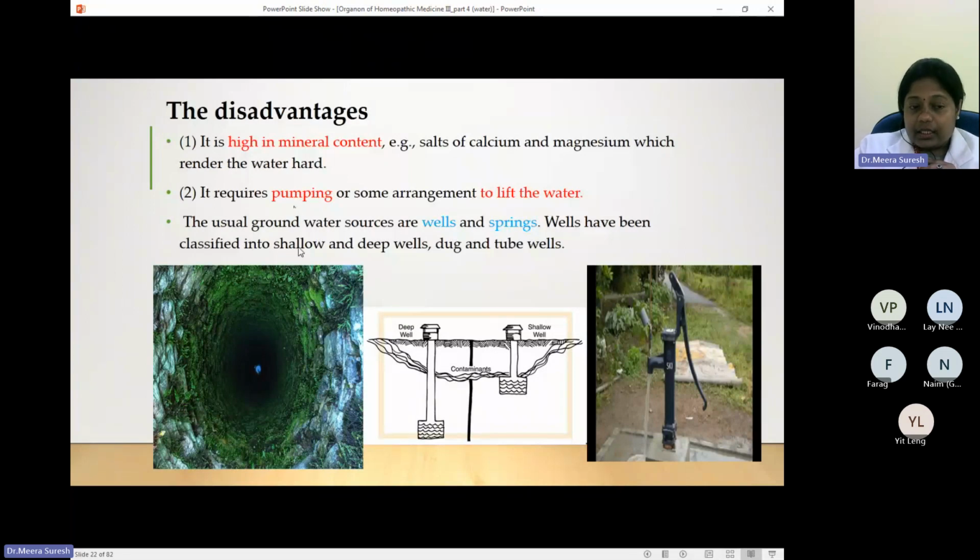And because it is groundwater, it requires pumping or some kind of arrangement to lift the water from the underground. The usual underground water sources are wells and springs. Wells have been classified into shallow and deep wells, dug and tube wells. So this will be like a dug well, and if it has not gone so deep, we call it a shallow well. You can see the length, and if it has gone deeper, it is called a deep well. And this is what is called the tube well.